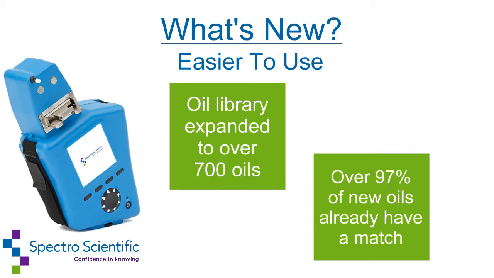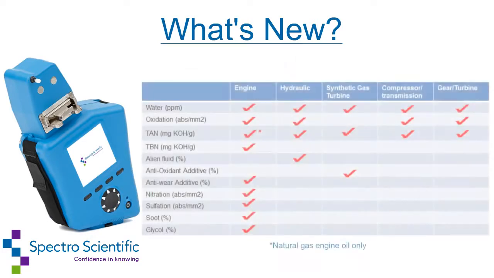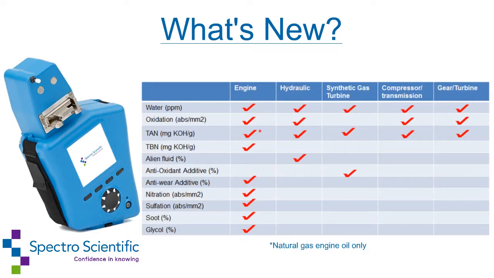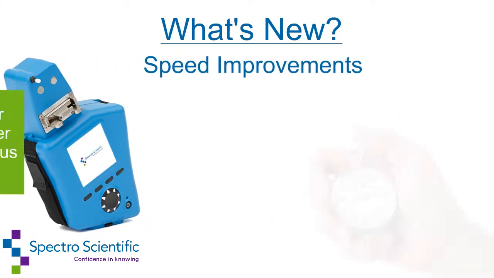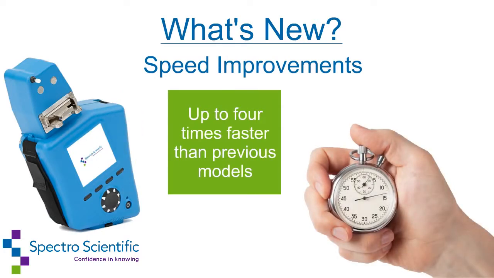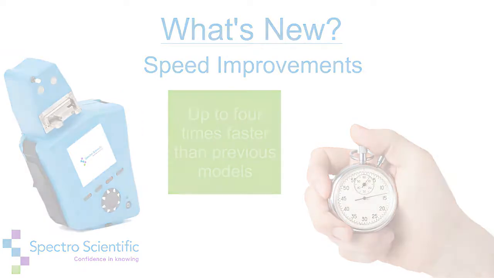97% of new oils received from customers have a high match score from the library. The expanded library covers a comprehensive suite of oils and includes parameters from water and oxidation to soot and glycol. Parameters will differ based on oil type. The 5th generation FluidScan is up to 4 times faster in critical functions than the previous models.